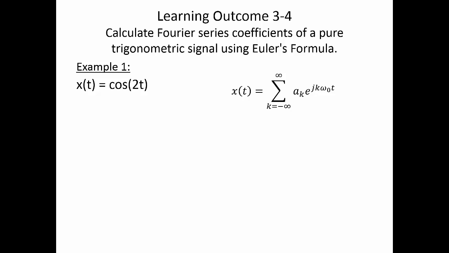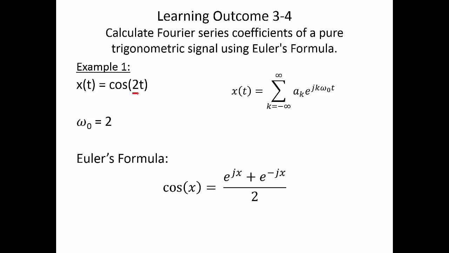We're going to introduce how to accomplish this through the course of an example. x of t equals cosine of 2t is the simplest example. The fundamental frequency of our cosine signal is 2. That's this 2 here. It's the only frequency we see, so this is our fundamental frequency. We're going to apply that Euler's formula that we just introduced in the previous slide. But here, our x is 2t, so we substitute in 2t.